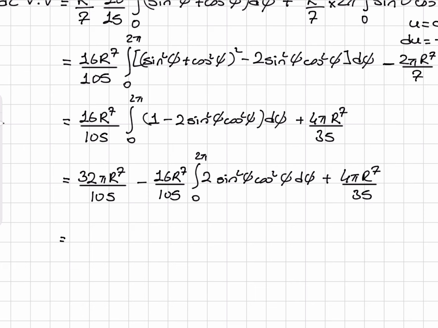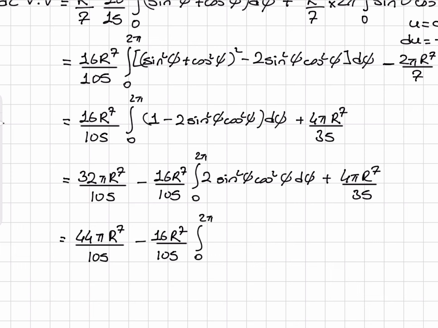So this will give me 44 pi, because I will obtain a 12 here. 12 plus 32 is 44 pi R to 7 divided by 105. Then I have minus 16 R to 7 divided by 105 integral from 0 to 2 pi.